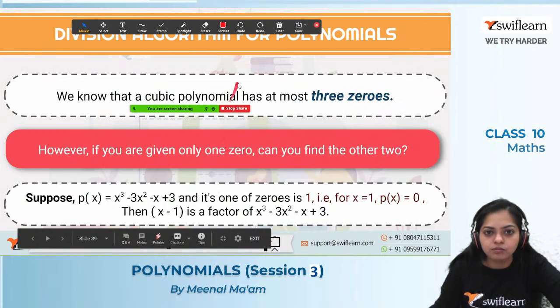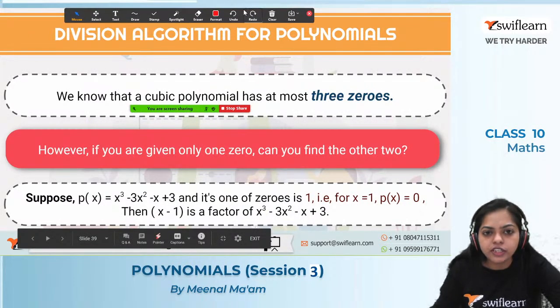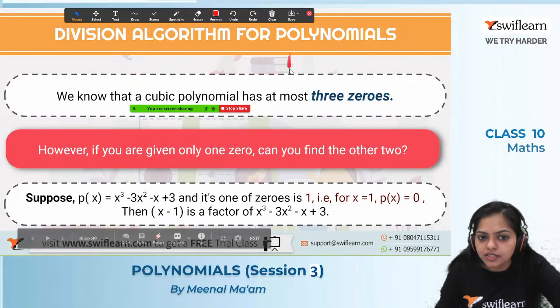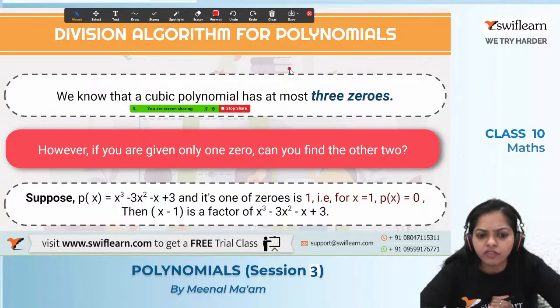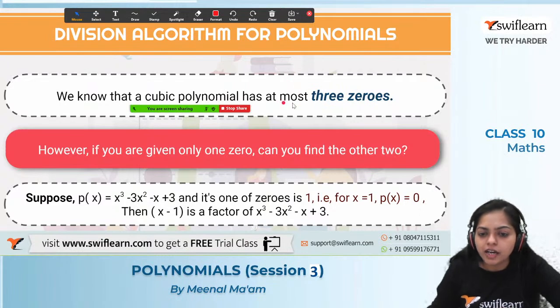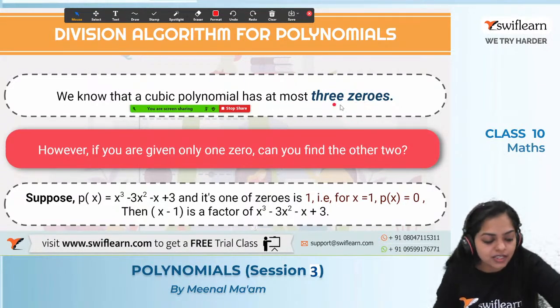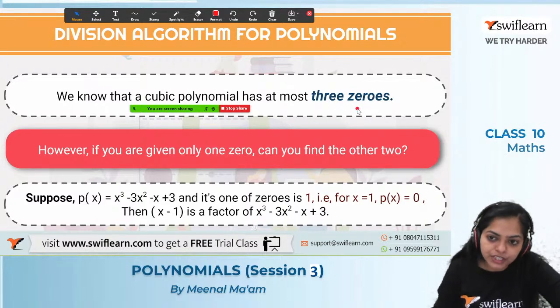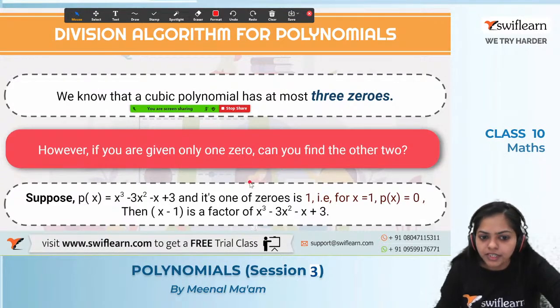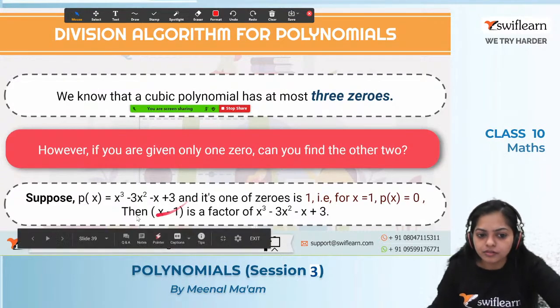Alright. Now moving on to the division algorithm for polynomials. Okay, the last topic of our class. So we know that a cubic polynomial has at most 3 zeros. Yes, if the degree is 3, then that polynomial has how many zeros? That consists of 3 zeros. Okay. However, if you are given only 1 zero, we can find the other two. Yes, like this. Let's have a look.